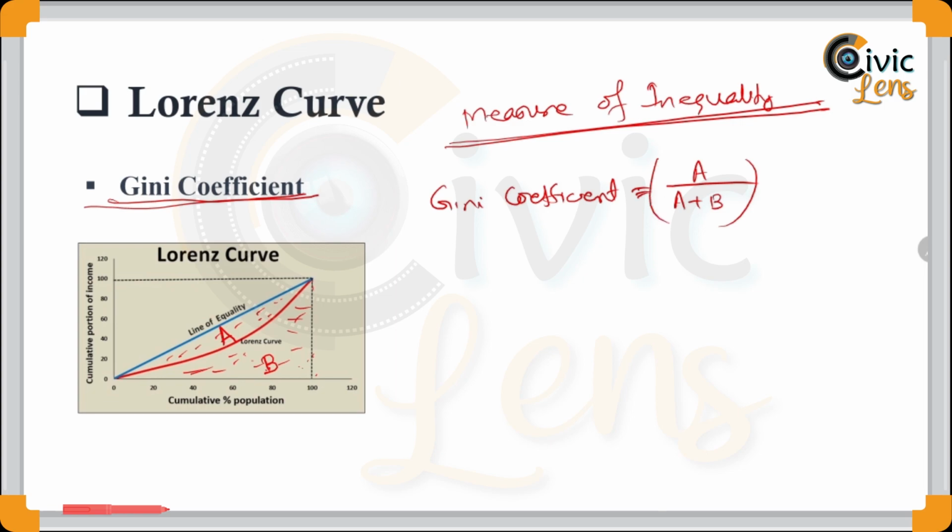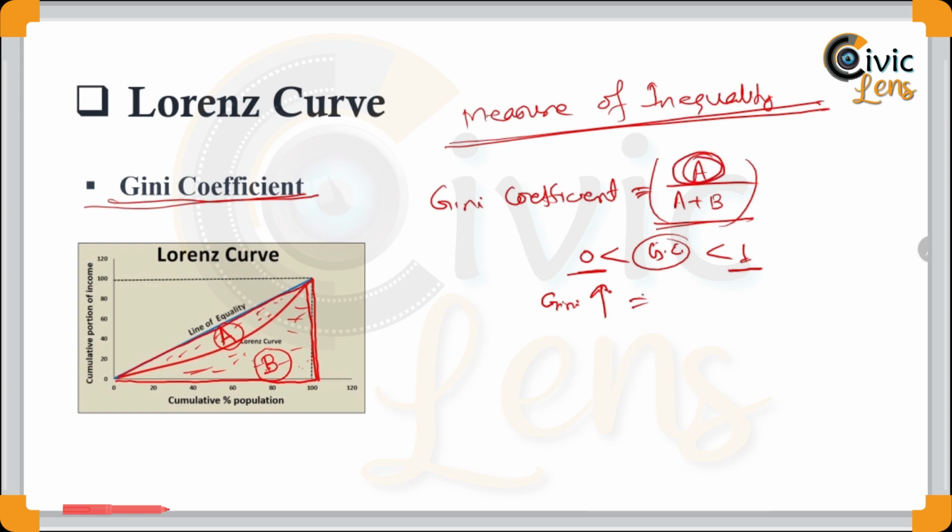Area A plus B is the area of the whole triangle, the summation of A and B. So you can imagine that this Gini coefficient value will always be greater than 0 but lesser than 1. The higher the value of the Gini coefficient, the higher the value of area A. So if the Gini coefficient is higher, that means area A is higher.